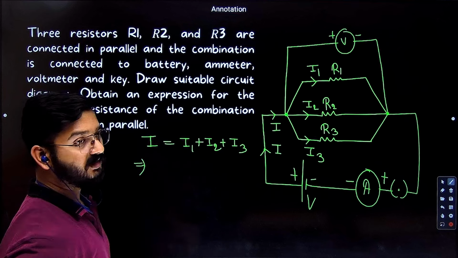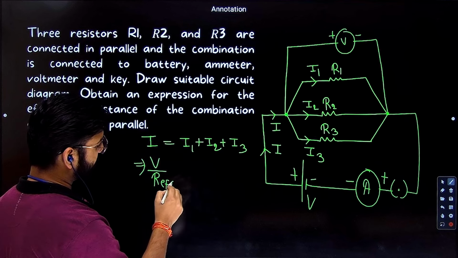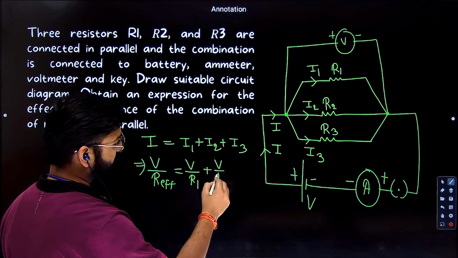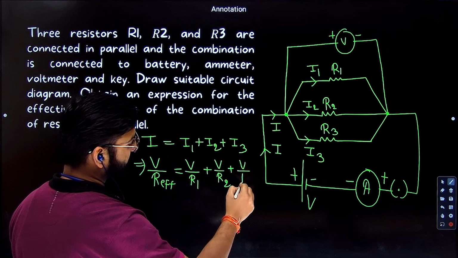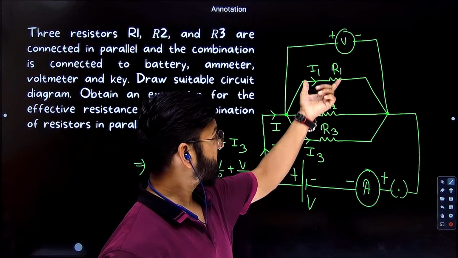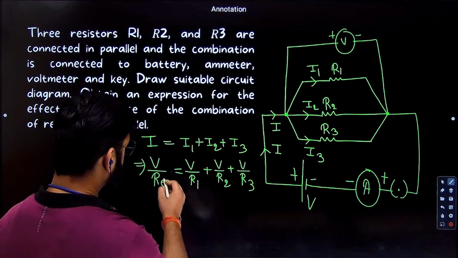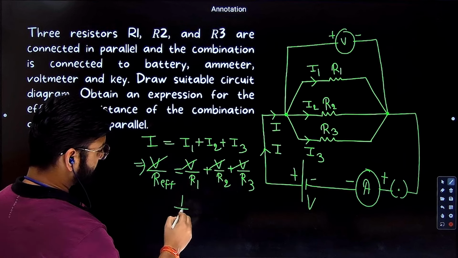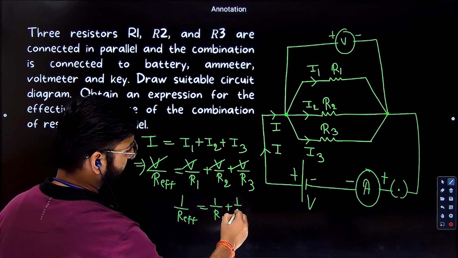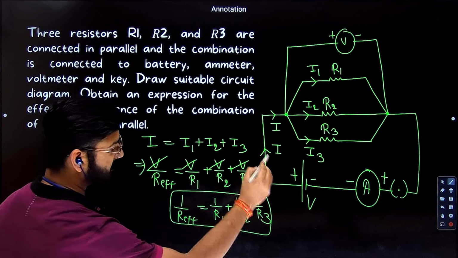By Ohm's law, I will be equal to what? V by R effective, or you can say V by R. I am writing effective. What will be I1? V by R1. I2 will be V by R2, and I3 will be V by R3. Why V? Because we discussed in the previous question that in parallel connection, the potential difference across all the components is the same as the potential difference of the cell. So V gets cancelled. So 1 by R effective is equal to 1 by R1 plus 1 by R2 plus 1 by R3. Simple derivation.